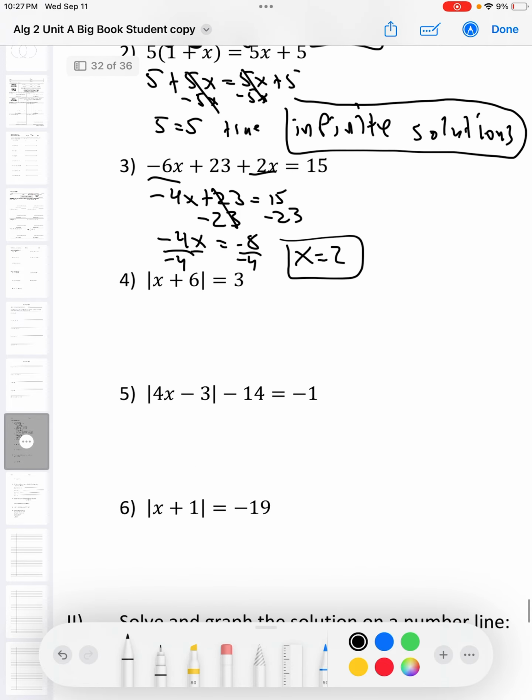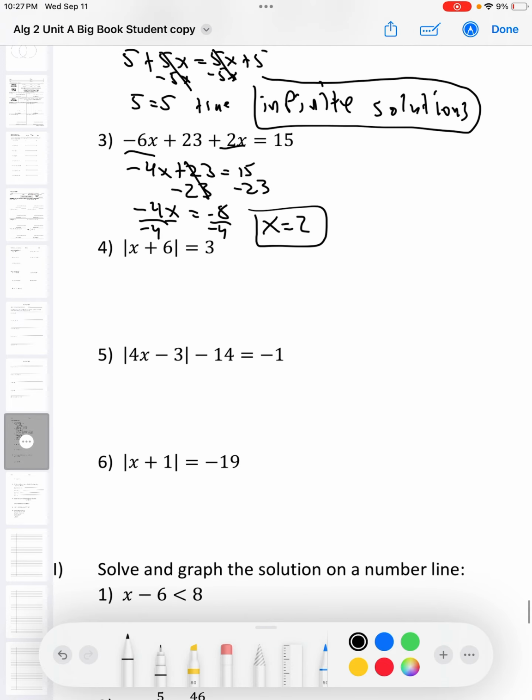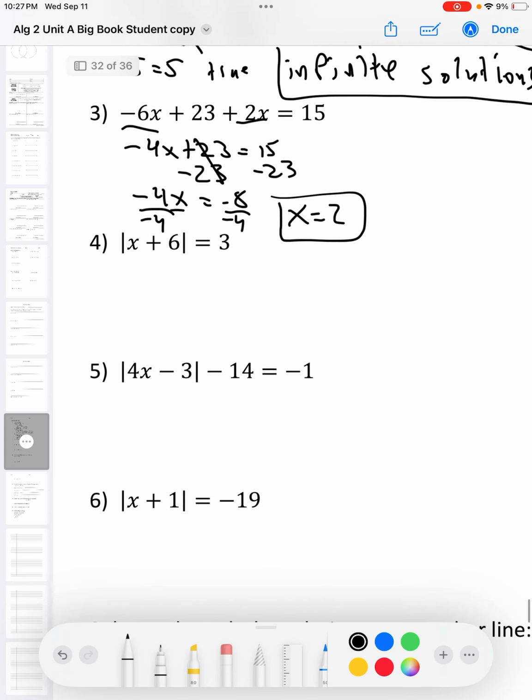For number 4, this is an absolute value equation, so it looks a little bit different than the other ones we've looked at so far because it has these two absolute value symbols on the other side. When we have that, we need to first make sure the absolute value is by itself, so there's nothing else on the same side of the equation, and then we're going to set up two equations equal to the positive and negative version of the other side. So first I'm going to do x plus 6 equals positive 3, and then I'm going to do x plus 6 equals negative 3.